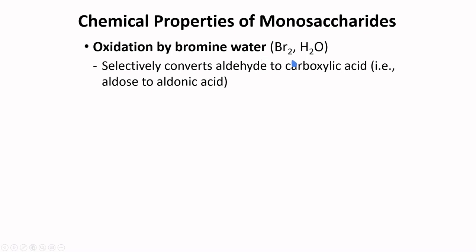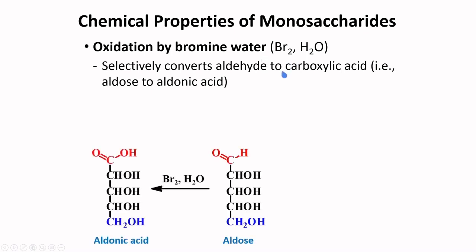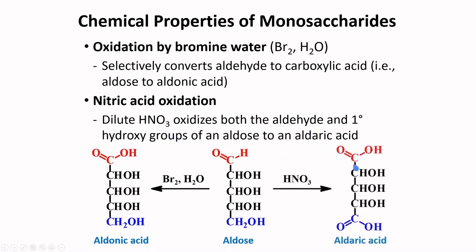Bromine water selectively converts aldehydes to carboxylic acids, that is, from aldose to aldonic acid. Nitric acid oxidation, by the use of dilute nitric acid, oxidizes both the aldehyde and primary hydroxy groups of an aldose to an aldaric acid.